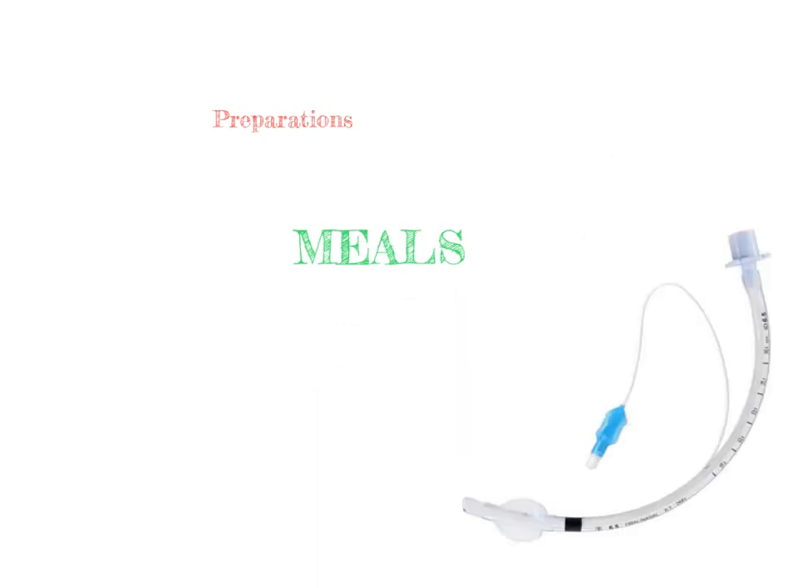E stands for ET tube. 8 for males, 7.5 for females. Make sure you have one extra size bigger and smaller than that. Make sure it's functioning and not leaking.